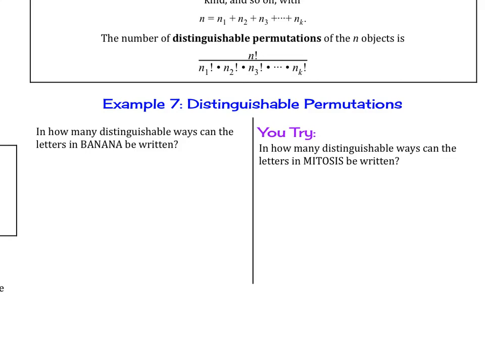How many distinguishable ways can the letters in banana be written? Notice we have some letters that are repeated. So B, there is 1. A, there's 1, 2, 3. So A, there are 3. And then N, there are 2, right? So we have a total of 3, 4, 5, 6 letters. So n is 6, and then let's write this out.